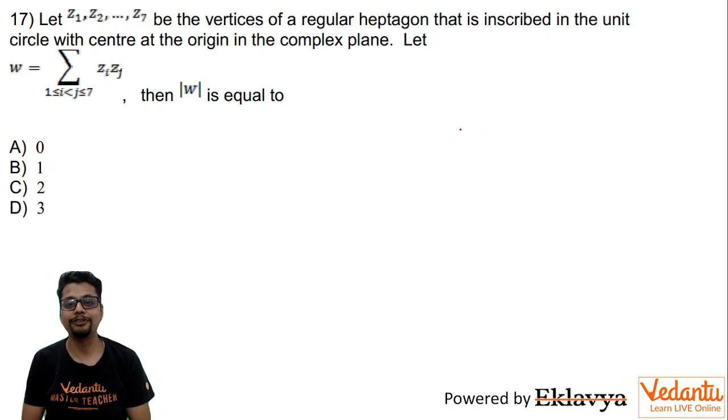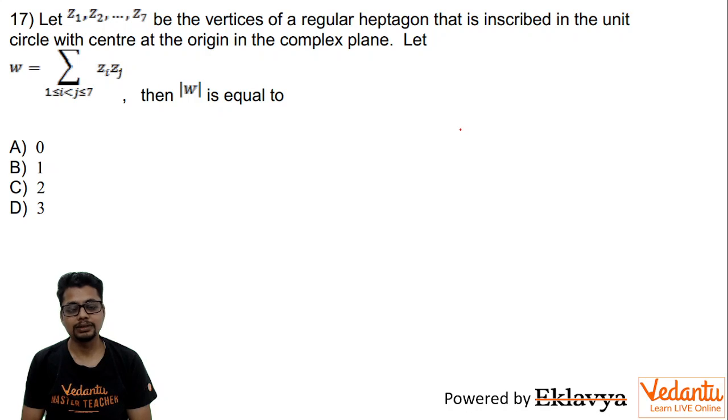We are discussing KVPY 2017 SX, and the question for this video is this. Let Z1, Z2, Z3, and so on up till Z7 be the vertices of a regular heptagon that is inscribed in the unit circle with center at the origin in the complex plane. Let W be equal to sigma Zi Zj, where 1 ≤ i < j ≤ 7. Then mod of W is equal to?